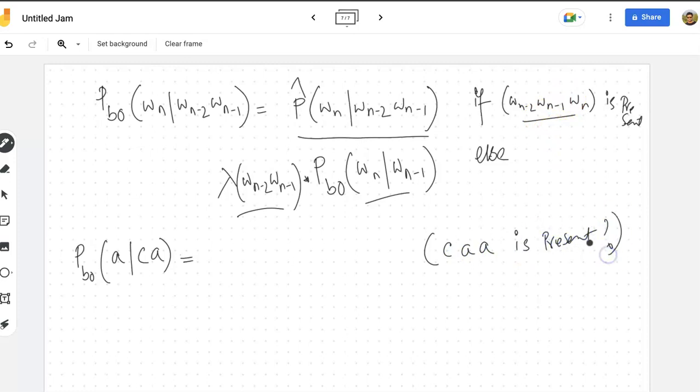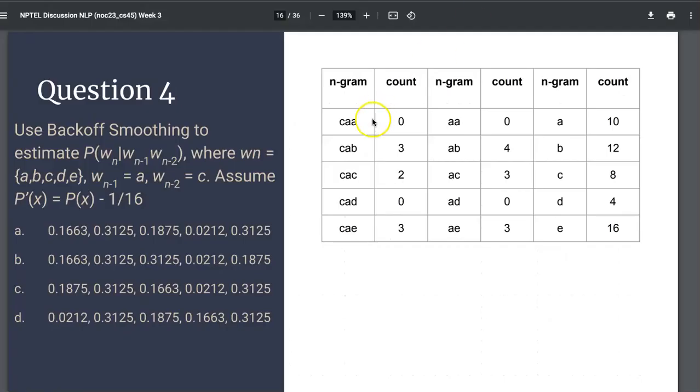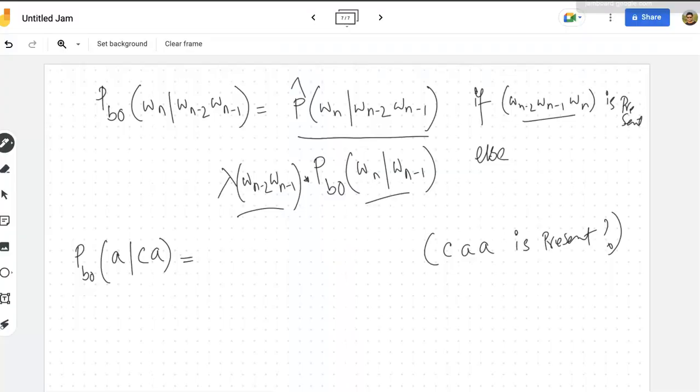Is present or not in the table? Yeah. So this CA is not present. Okay, so we are out of luck. So we cannot go with the first part. So we need to back off, like go to the next level. So we need to go for the next part because CA is not present.